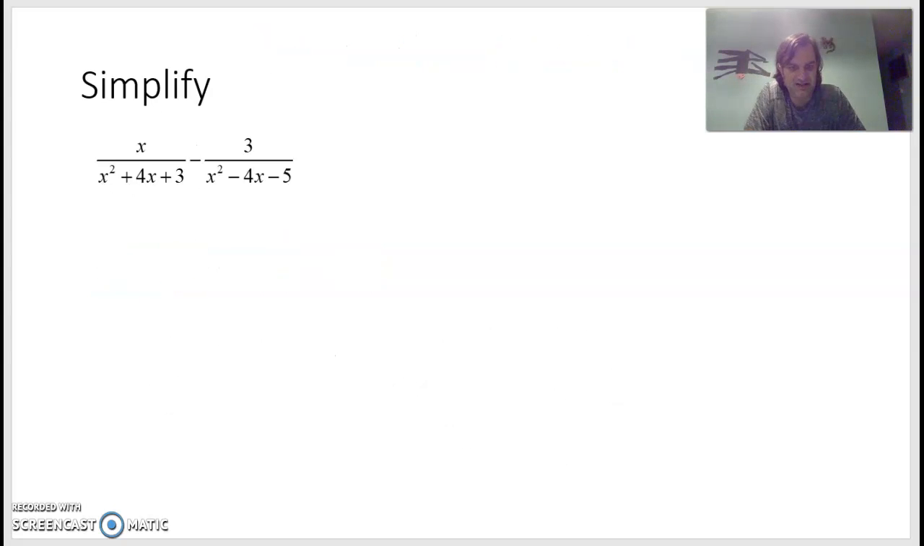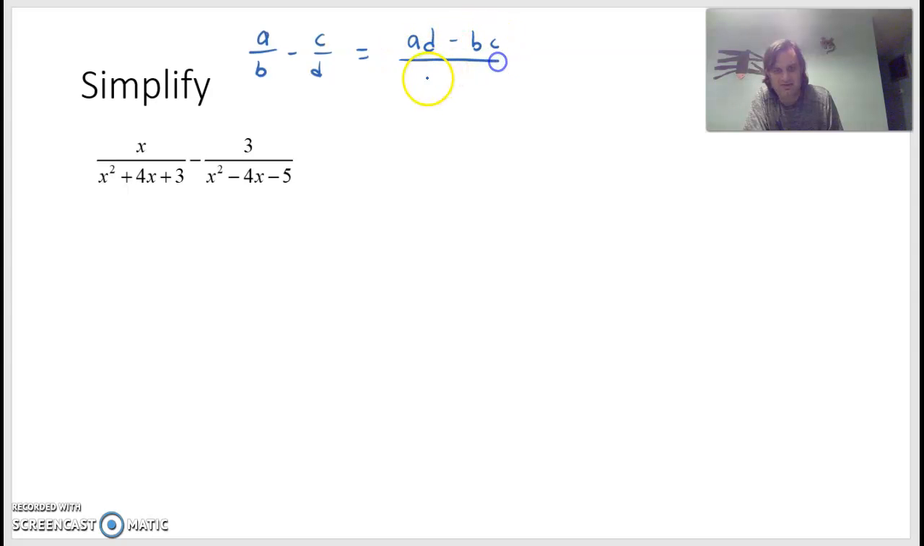The next problem is subtracting two fractions, and we subtract fractions just like we add fractions. It's just a subtraction, so we need a common denominator. So a over b minus c over d, if you go back to the addition of fraction rule we just had, should be ad minus bc all over bd. Okay. But in this case, we've got something a little bit more complicated, and we'll see.